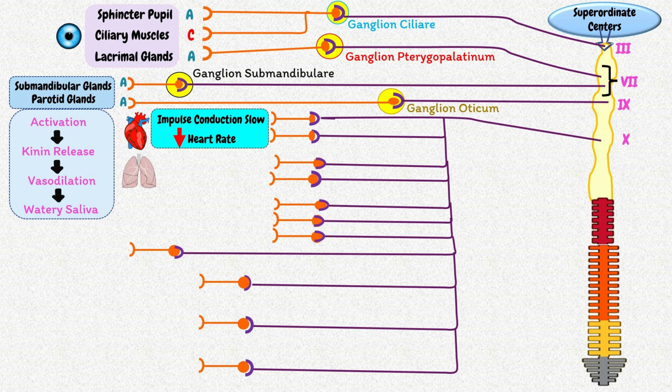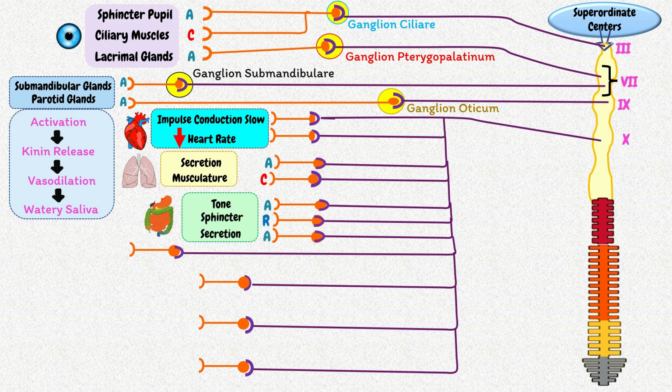If the effector organ is the lungs, then on the bronchi, it causes activation of secretion and contraction of musculature. On the stomach and intestine, without the lower colon and rectum, acetylcholine causes activation of tone, relaxation of sphincter, and activation of secretion. On the gallbladder, the effect of acetylcholine is that it causes contraction of the gallbladder.